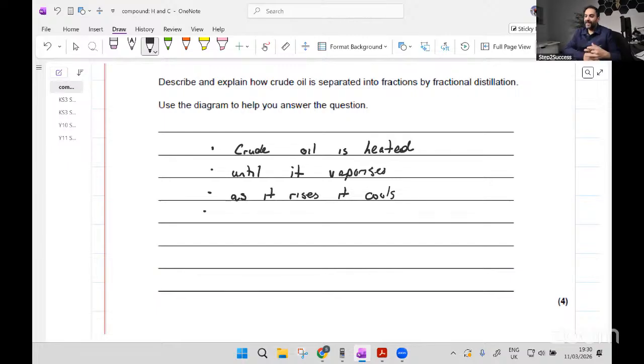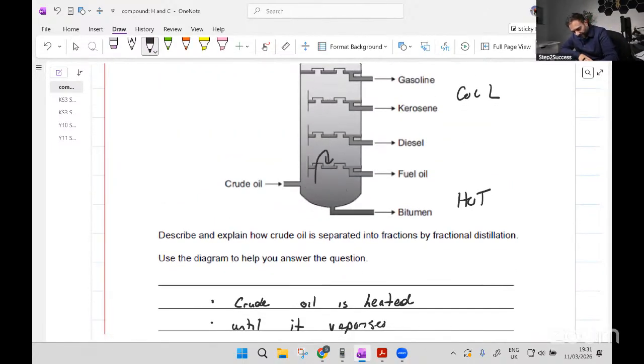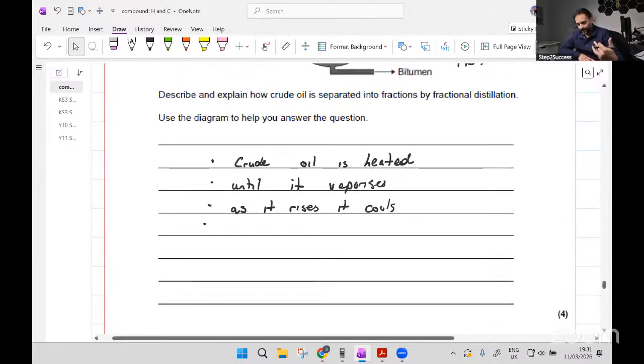And then it's made up of lots of different things, all of which have different temperatures at which they turn back into a liquid. So one of them turns back into a liquid here, and we have these trays ready to take it off. The rest of it carries on going up. Then some of it cools and comes off. The rest of it keeps going up. Some of it cools and comes off. So we are able to separate this because they've got different boiling points.